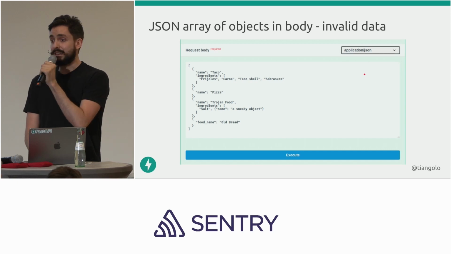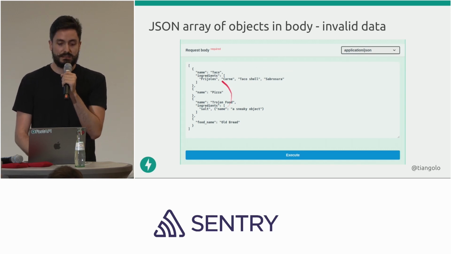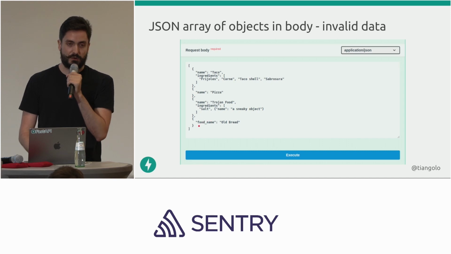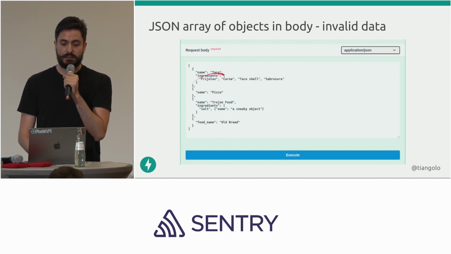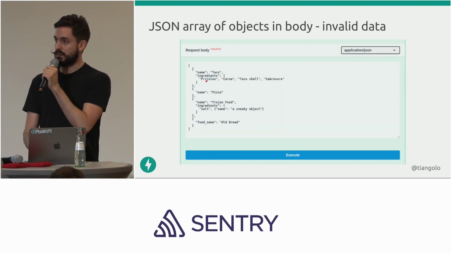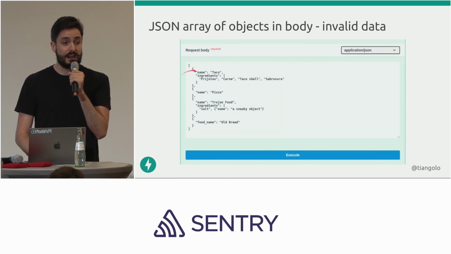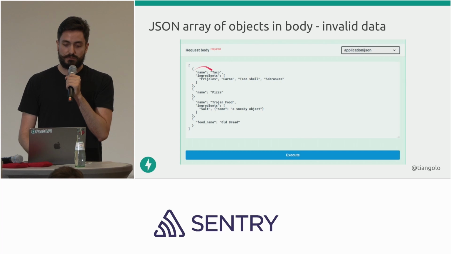What happens if you send invalid data? So this is valid JSON. It's not that there's an extra comma here or something. So as JSON it is valid, but the data is not valid with the shapes that we defined that we expected to receive. So let's see how this is invalid. So the first item, this has a name, this is a string, it has ingredients, this is a list of strings, so this is all good.